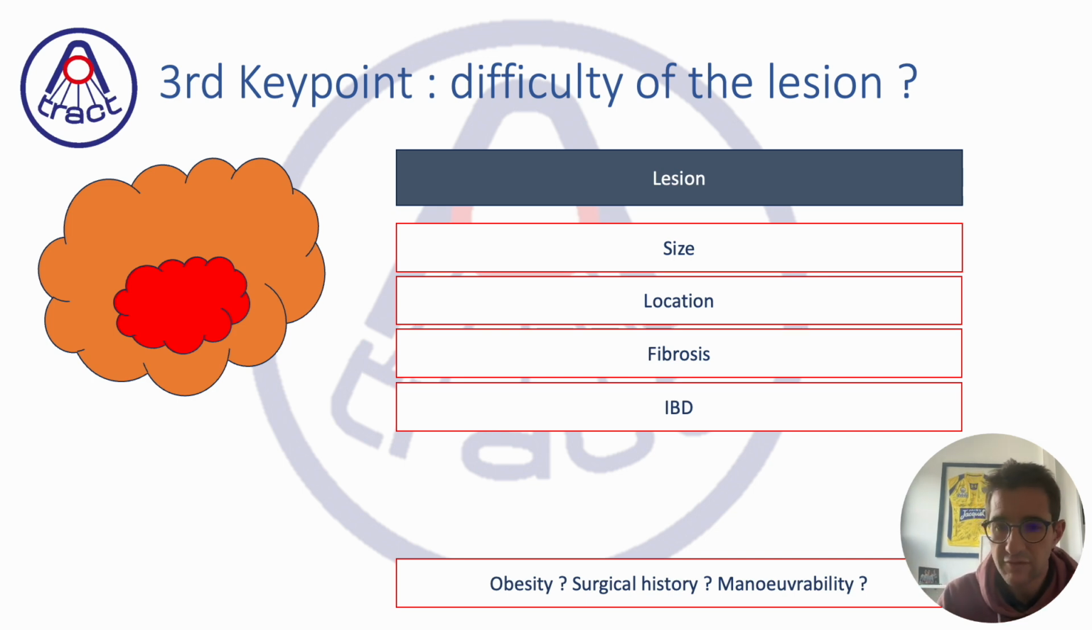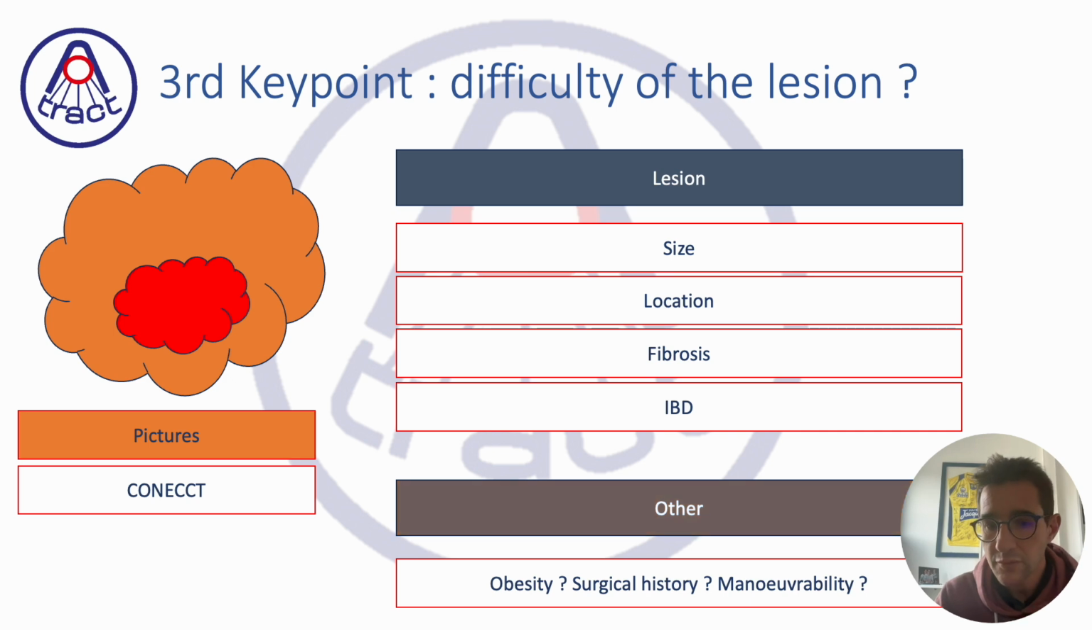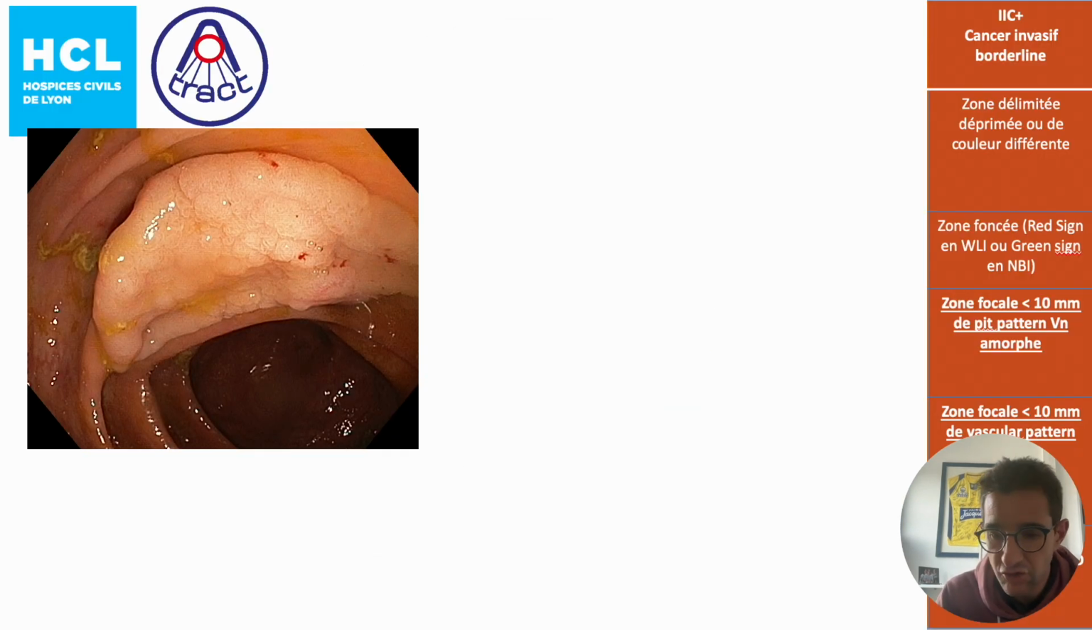Fibrosis is sometimes a nightmare. IBD is very frequently more difficult. And there are other points like obesity, hernia, surgical history, the maneuverability from the person who did the colonoscopy before, and last point, the pictures to have a precise evaluation of the lesion and its histology.